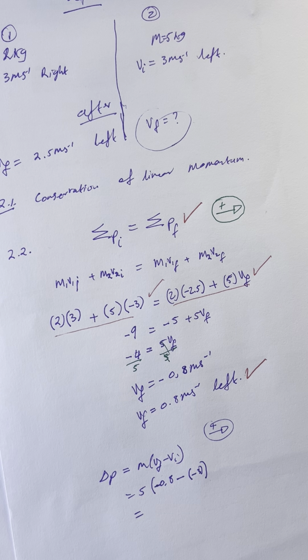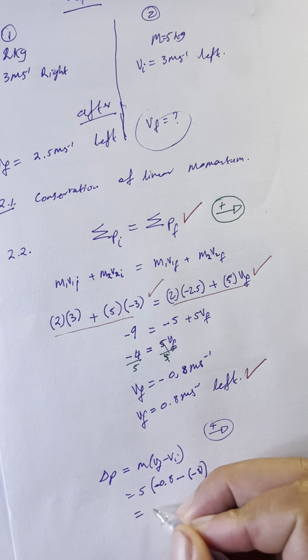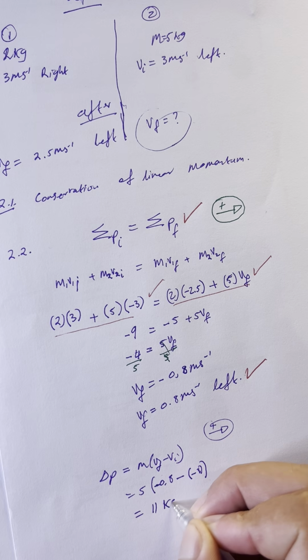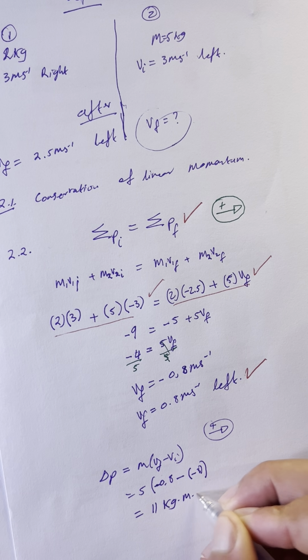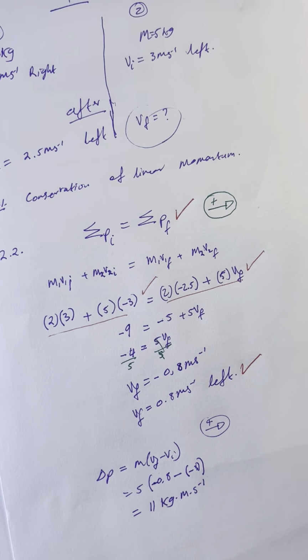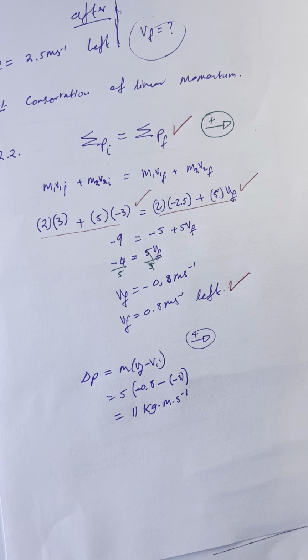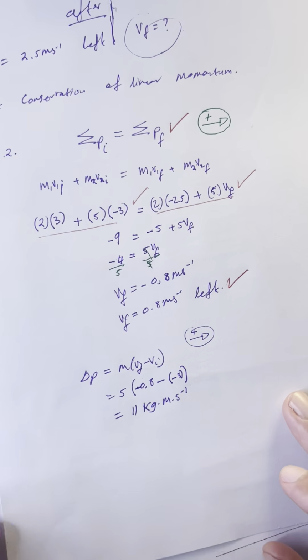So you have 5 into negative 0.8 minus, into minus 3. You have 11. So 11 kilograms meters per second. 11 kilograms meters per second. I hope we did not do anything wrong. Now let's just confirm this.